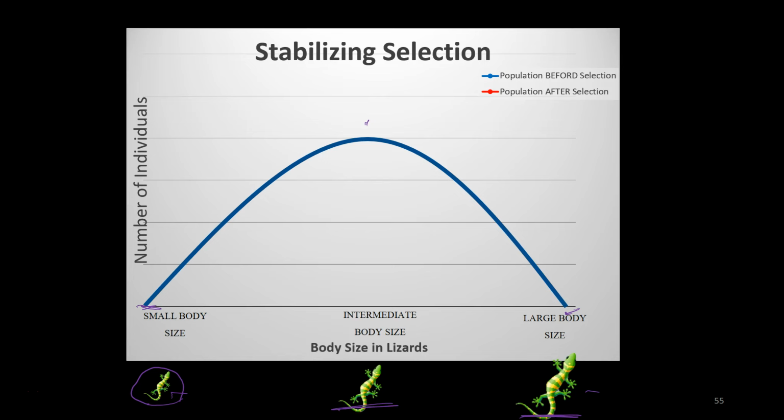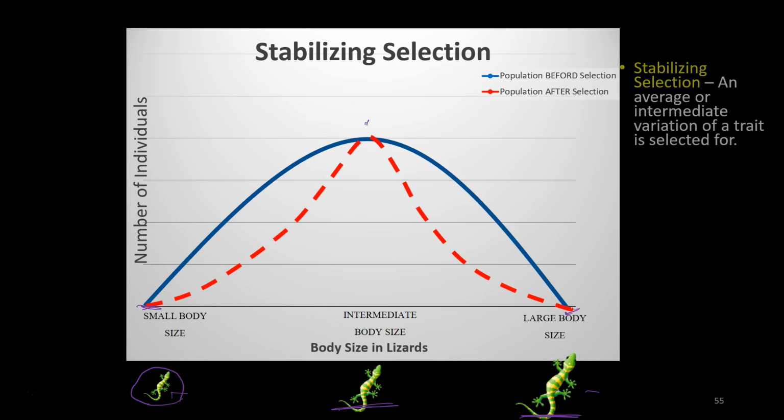So if there's a selection and we graph the change in population, we would see that there's a bigger increase, or more individuals, with this medium-sized body type, okay? And we call this stabilizing selection. In stabilizing selection, there's an average or an intermediate variation that is selected for, okay?